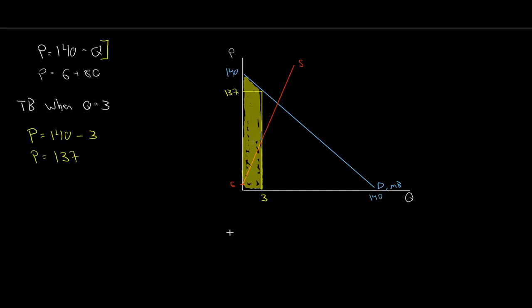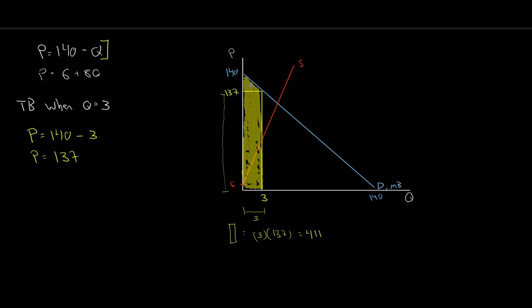So starting off with that rectangle, that's just base times height. So in this case here, I have a base of 3 times a height of 137. So 3 times 137 gives me 411.